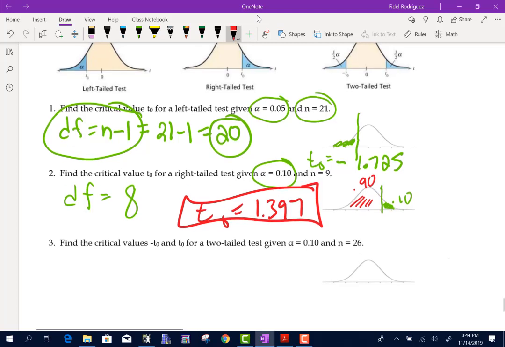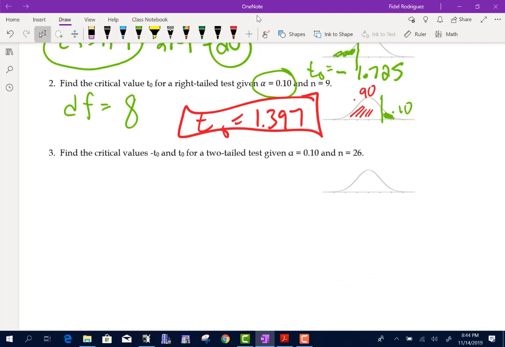Okay. Now, guys, take a look at the next one. It says, find the critical values for, and look, it gives me 2 of them, and it's already telling me one of them is going to be negative and the other one's going to be positive, for a 2-tailed test, given that alpha is 0.10. So a quick reminder: if alpha is 0.10, then each of these tails would be 0.05 and 0.05. Remember, my calculator always tells me the area to the left.